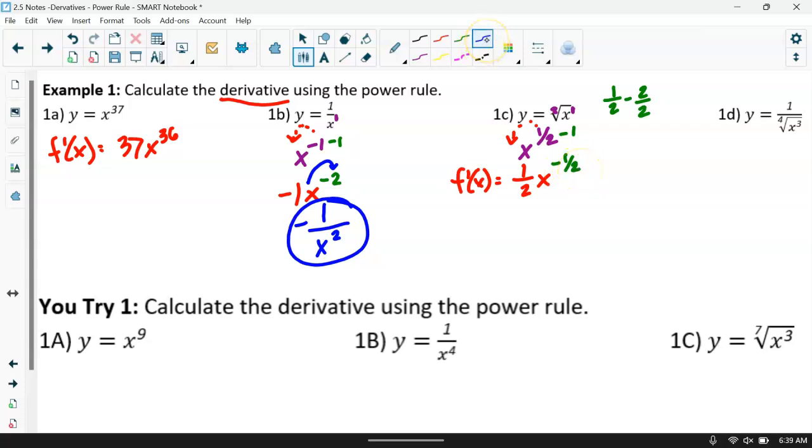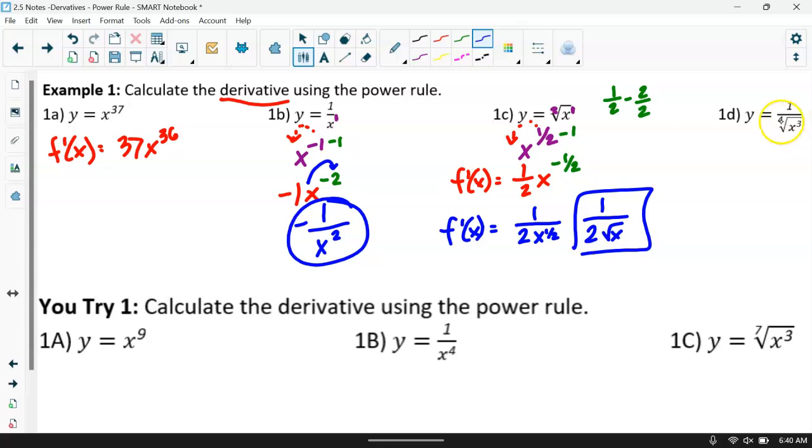Now let's rewrite it. Our derivative of our function has in the numerator 1/2. Then x again has a negative exponent, so x to the 1/2 in the denominator. Or again, rewrite it as 1/2 radical x.